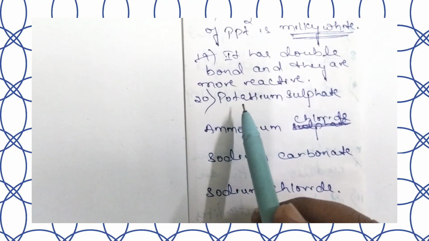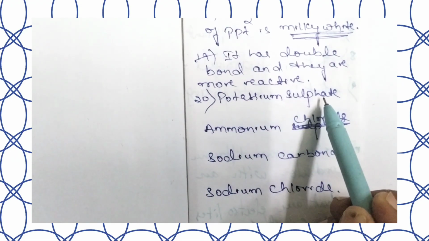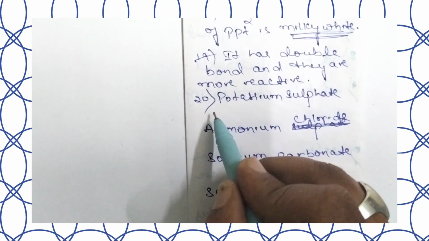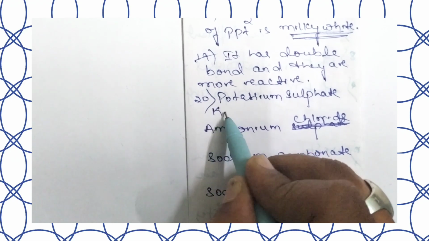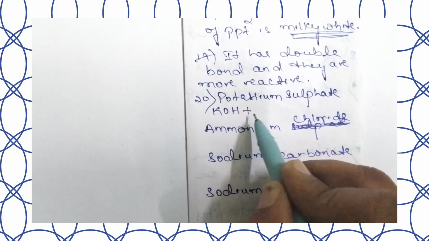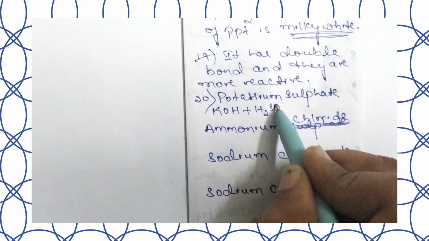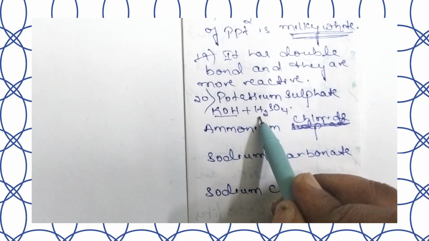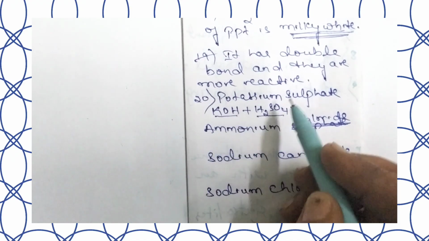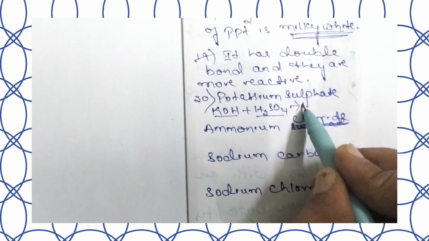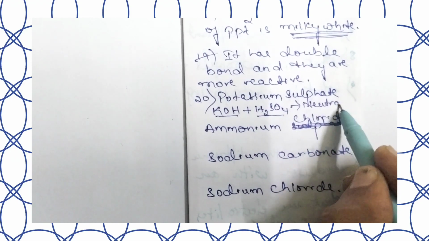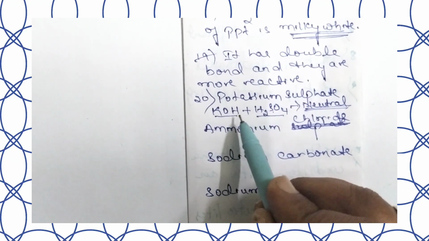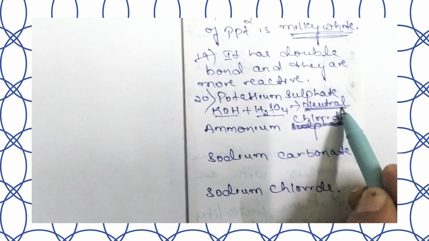Now let us answer one by one. Potassium sulfate, whether it is acidic salt, basic salt or neutral salt. Potassium sulfate is formed when potassium hydroxide is added with sulfuric acid. This is a strong base and this is a strong acid. Both are strong, so the salt will be a neutral salt. If both acid and base are strong, then they form a neutral salt.